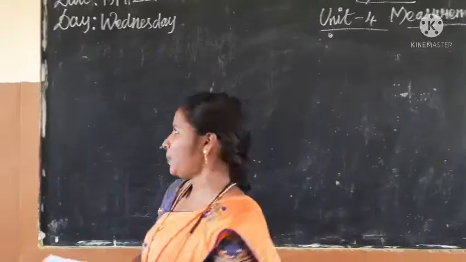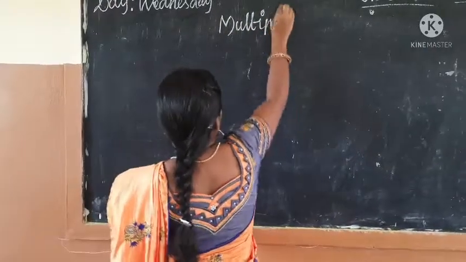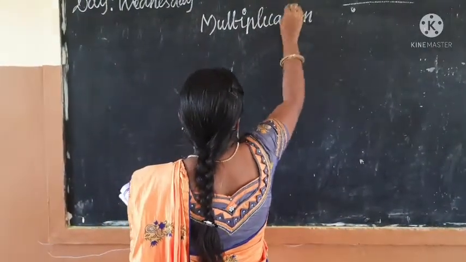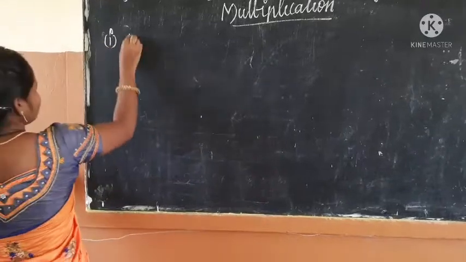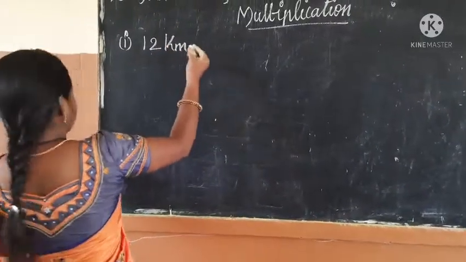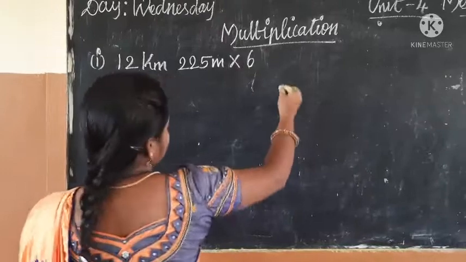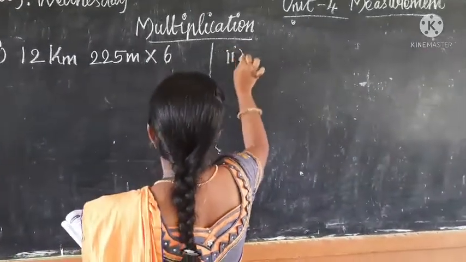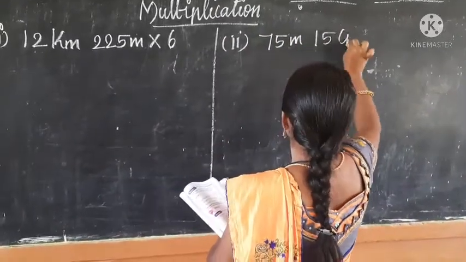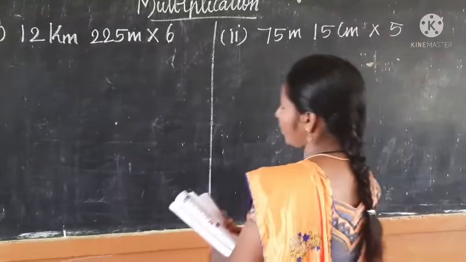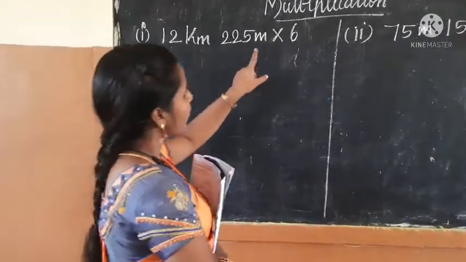Now we are going to see about multiplication sums. The first question is 12 kilometer 225 meter into 6. Second question, 75 meter 15 centimeter into 5. Okay. So first question is 12 kilometer 225 meter into 6.